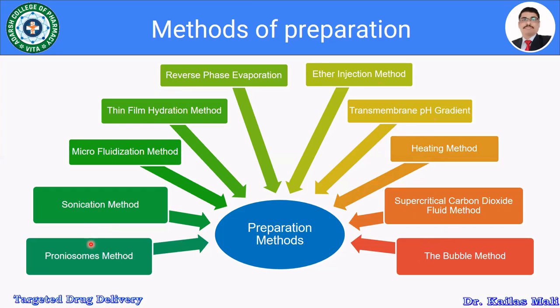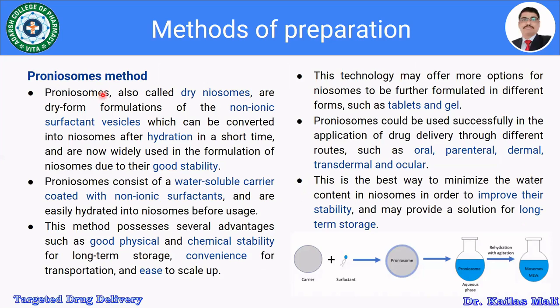We have seen the different methods for the preparation of the liposomes, and the same thing we are supposed to apply here for the preparation of Niosomes also. So let us see one by one the details of each method. Very first method, that is the Proniosomes method. Proniosomes are called the dry Niosomes. These are the dry vesicles.